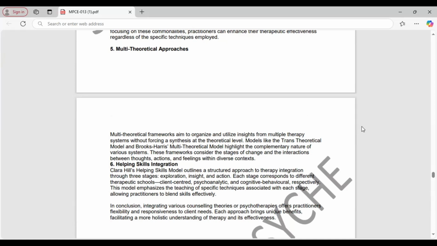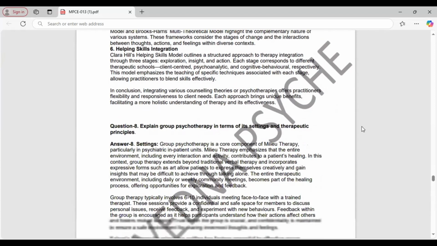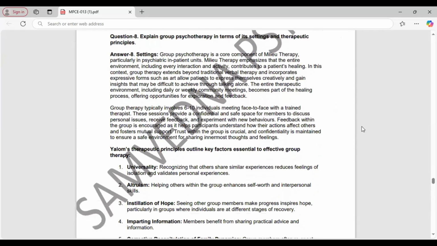Clara Hill's model outlines a structured approach through three stages: exploration, insight, and action, which correspond to client-centered, psychoanalytic, and cognitive behavioral schools. This structure enables practitioners to blend skills effectively. In conclusion, integrating counseling theories enhances flexibility and responsiveness to clients' needs, facilitating a holistic understanding of therapy and improving effectiveness. Question 8. Explain group psychotherapy in terms of its settings and therapeutic principles.